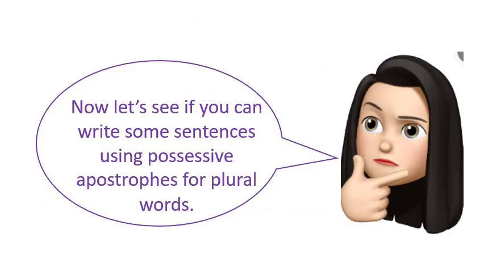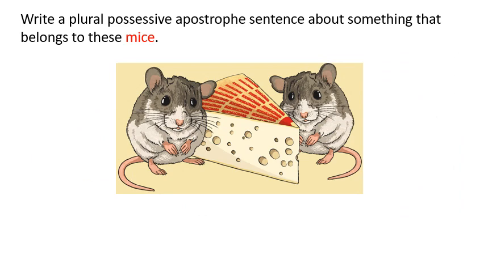Okay, let's practice a little bit more. See if you can write some sentences using possessive apostrophes for these plural words. So look at this picture. I can see 2 mice and some cheese, and I want you to write me a full sentence this time using a possessive apostrophe. So you might say something like, the mice's tails were pink. A full sentence with a capital letter and full stop.